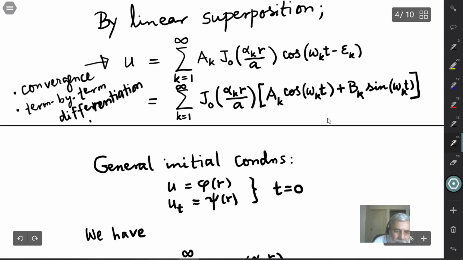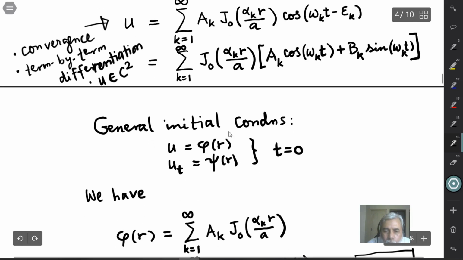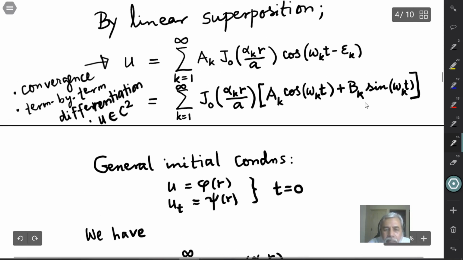Also we want this u to be C2, at least C2. We have already seen in the case of the wave equation in one dimension, generally we require more smoothness on the initial conditions in order to prove that u is a C2 function and term by term differentiation is possible. Here also similar conditions need to be assumed on these initial conditions in order to show that u is indeed a C2 function and term by term differentiation is possible. So u is indeed a C2 solution of the given equation.